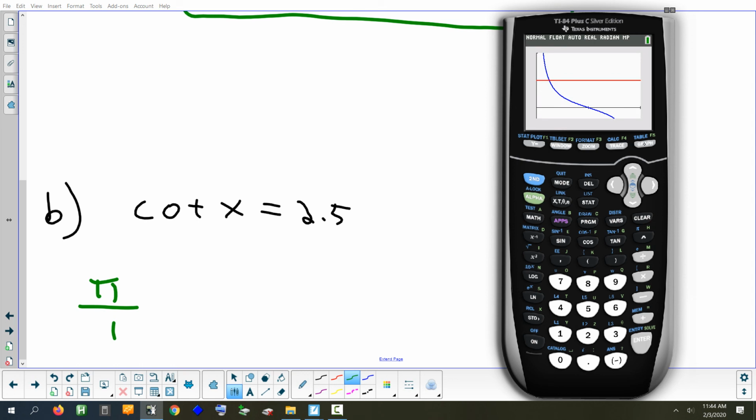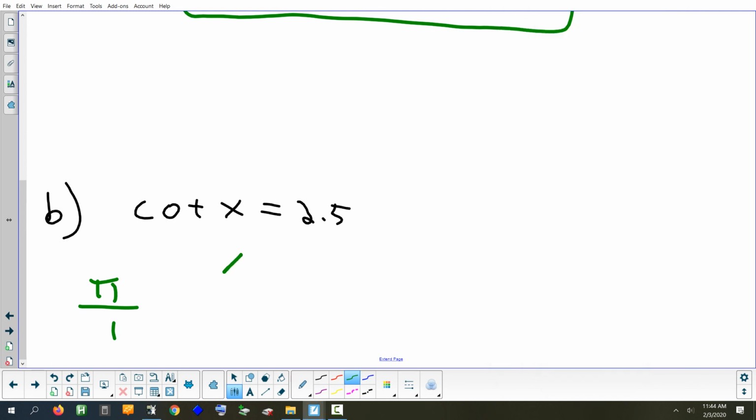This graph has one answer per cycle. One answer in this cycle, one answer in the next cycle, one answer in every cycle. So just find this one answer. Second calc intersect. Should just be able to hit enter. And it gave me an answer of 0.381. That's just approximate.